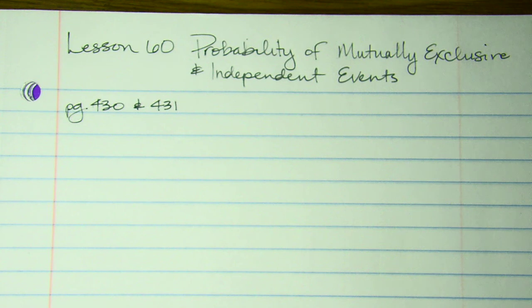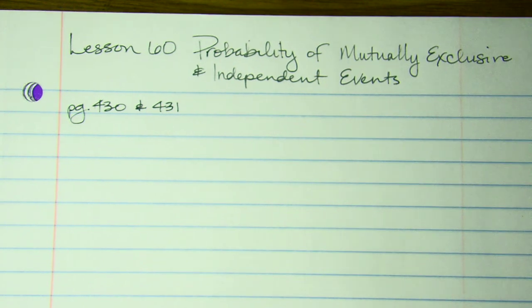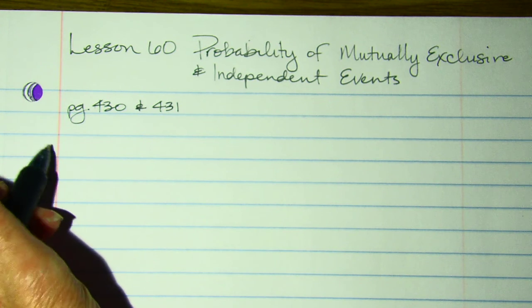Algebra 2, we are going to be covering lesson 60. It's on the probability of mutually exclusive and independent events. And that sounds much harder than it actually is. So we're looking at probability. So we're going to do a couple examples.